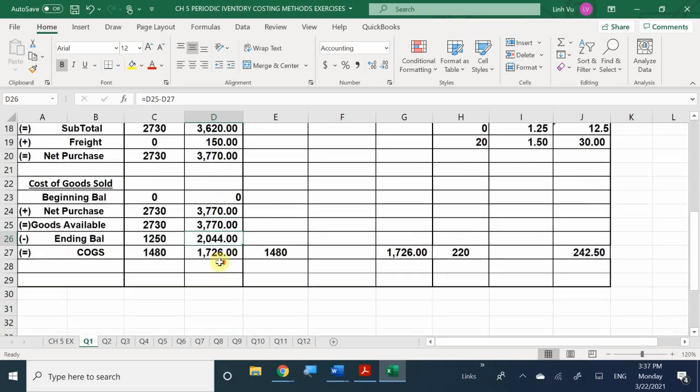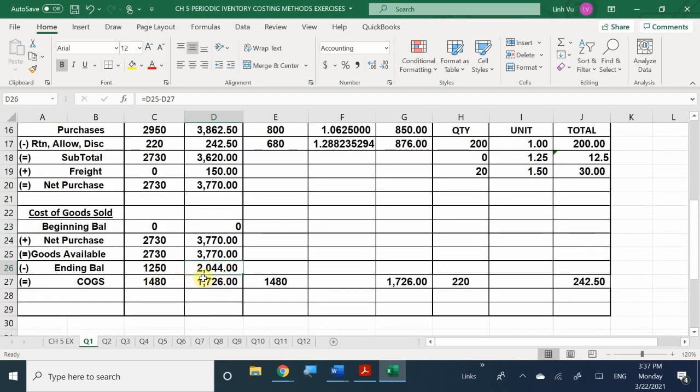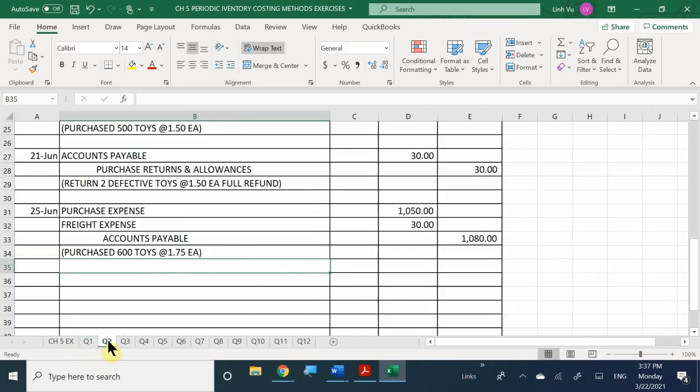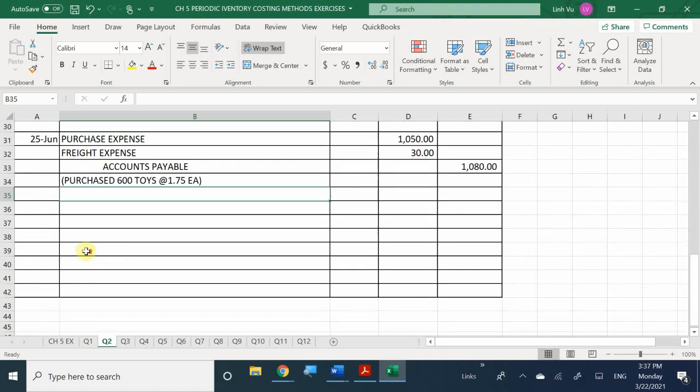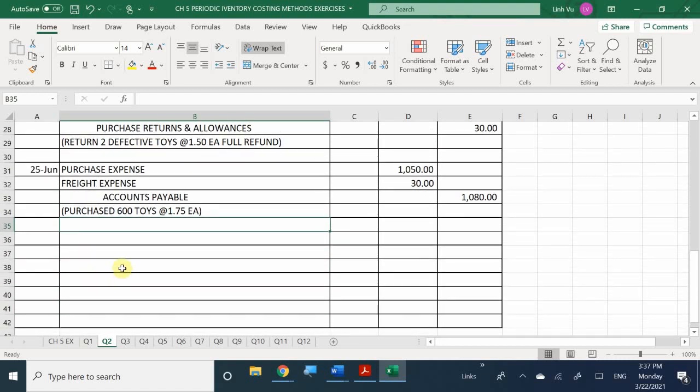So now we finally calculated our cost of goods sold to be 1726, and we also solved for our ending inventory to be 2044. So now we finished the inventory worksheet. We have one last thing to do. We need to enter in our journal, our conversion entry.